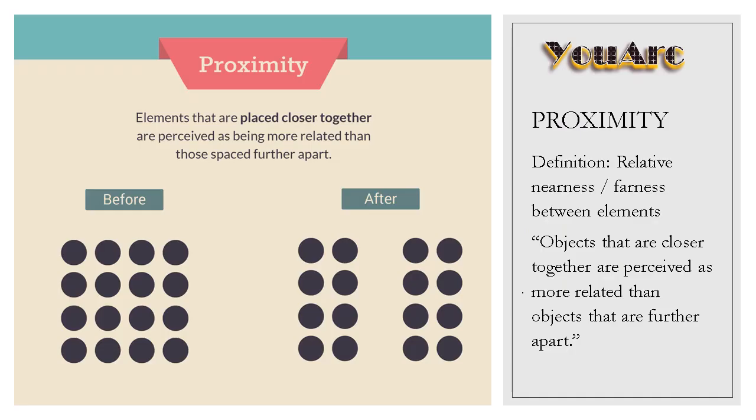So let's talk about proximity. Proximity is something which is called nearness or farness between the elements. Objects that are close together are perceived as a single object rather than those that are far apart. If you see this particular example, the objects which are placed close together are perceived as more related than those placed apart. So if you see, this is grouped. I already told you what is grouping. So this is grouped together. It is seen as a single entity, whereas this particular figure has the same elements but we can see it as two groups. So this is called proximity.